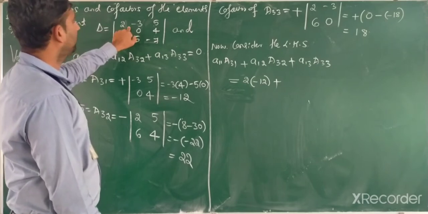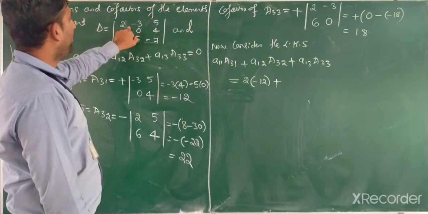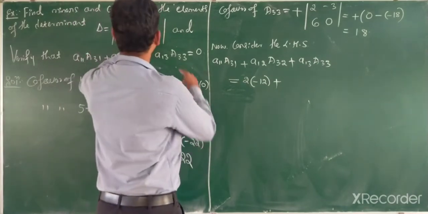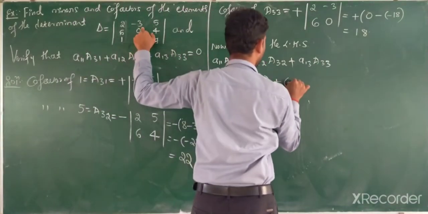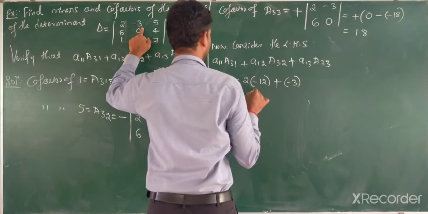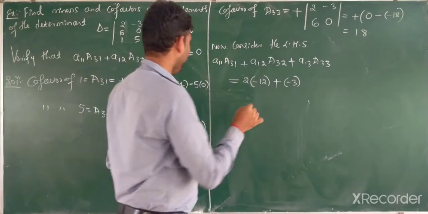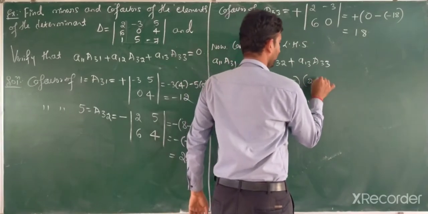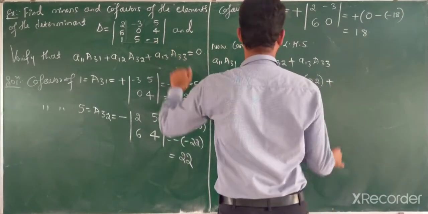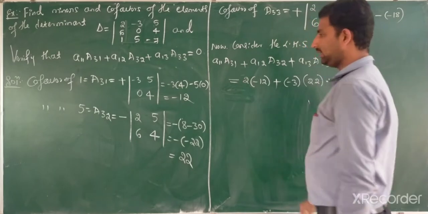After that, A12. What is the value of A12? A12 is minus 3 into A32. A32 is nothing but what? 22. A13 is what? 5 into A33.